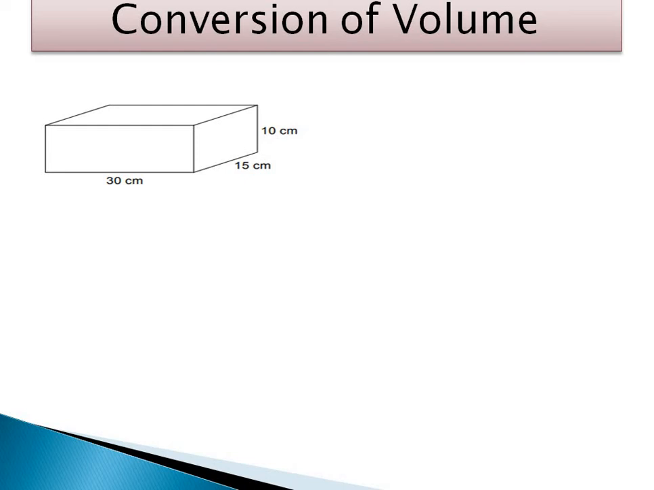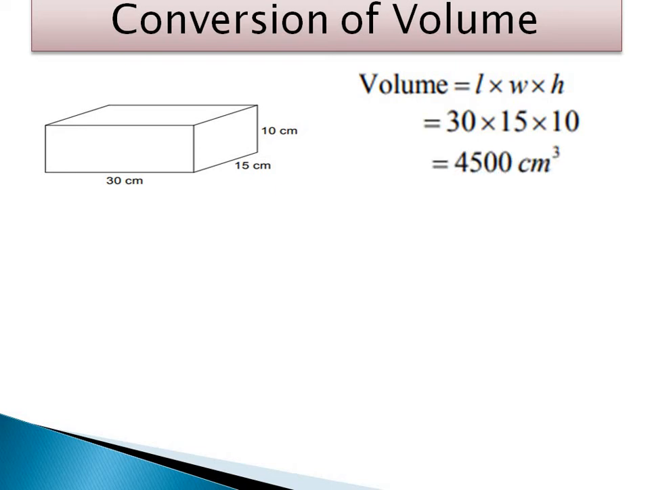Okay. Now consider this is a cuboid having a length of 30, width of 15 and height of 10 centimeter. Then volume is nothing but, we know that volume is L into W into H, length into width into height. So it will be given as 30 into 15 into 10, which is 4500 centimeter cube.